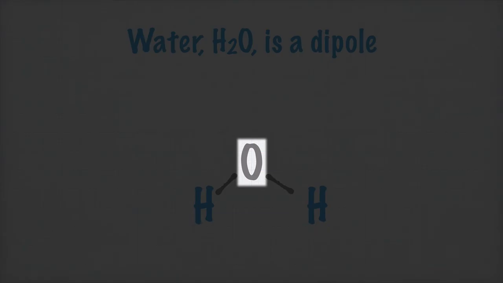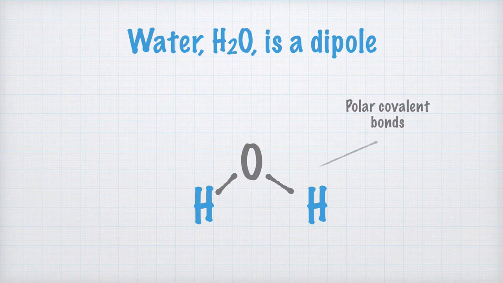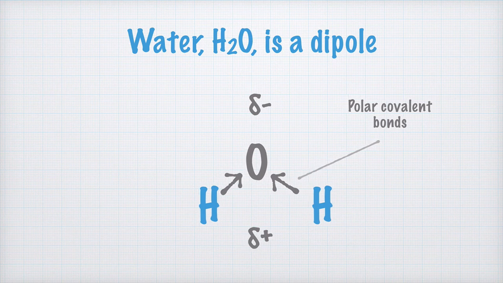Since the oxygen atom is more electronegative than the hydrogen atoms, the bonds between the oxygen atom and the hydrogen atoms become polar. I draw some arrows here too, to show that the electrons spend more time with the oxygen atom than with the hydrogen atoms. Because of this, the oxygen end of the molecule becomes more negatively charged, and the hydrogen end becomes more positively charged. Let's write that down too.